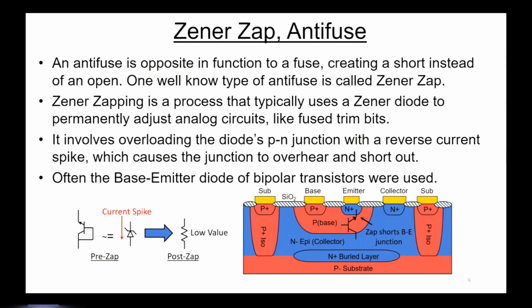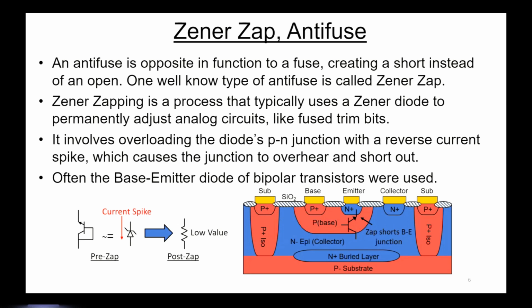It's kind of like a fuse trim bit. It involves overloading the PN junction with a reverse current spike that causes the junction to overheat and short out. Often the base emitter diodes of bipolar transistors were used. And if you look in the lower left corner here, you can see a bipolar device hooked up as a trans diode.